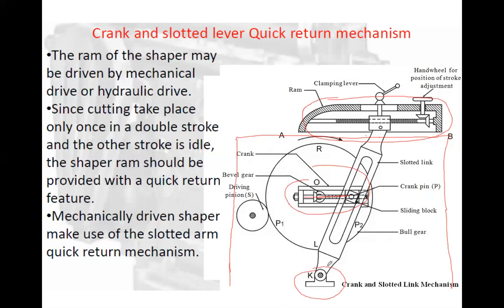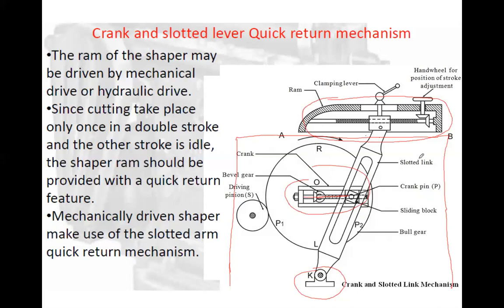One end of the slotted lever is fixed, and the other end is connected to the ram. Because of the oscillation of the slotted lever, the ram moves forward and backward, and this is a quick return. The forward direction is faster and the return direction is very slow. The shaper ram may be driven by a mechanical drive or a hydraulic drive. Here we are seeing the mechanical drive. Since the cutting tool cuts only once in a double stroke and the other stroke is idle, the shaper ram should be provided with a quick return feature.